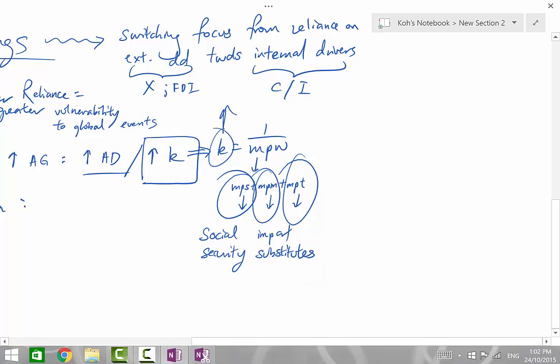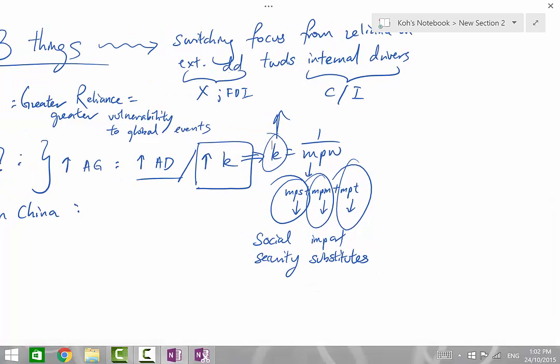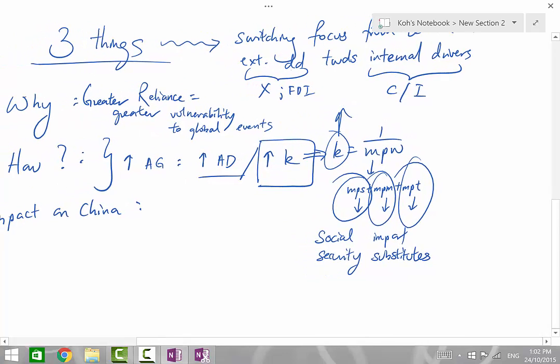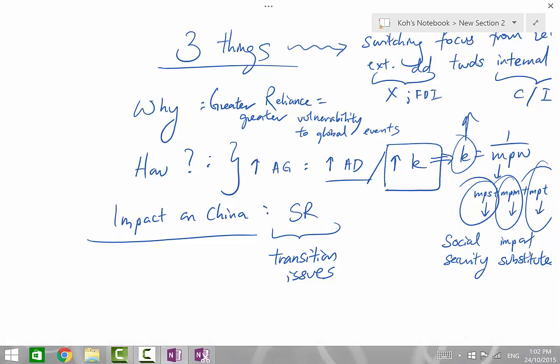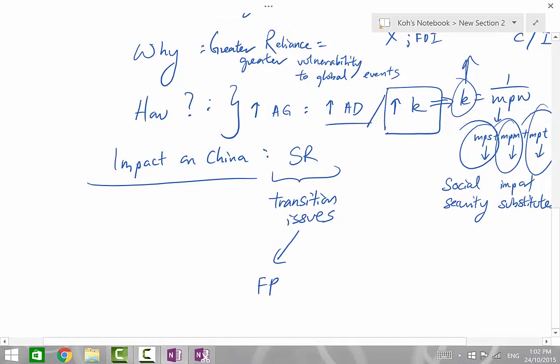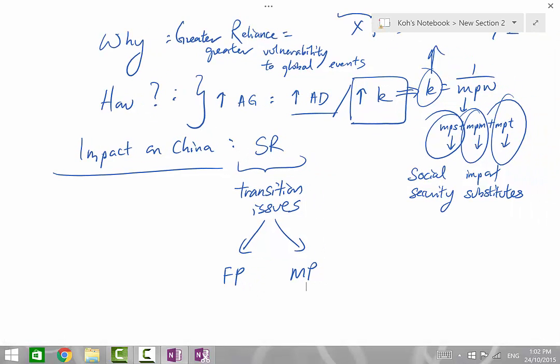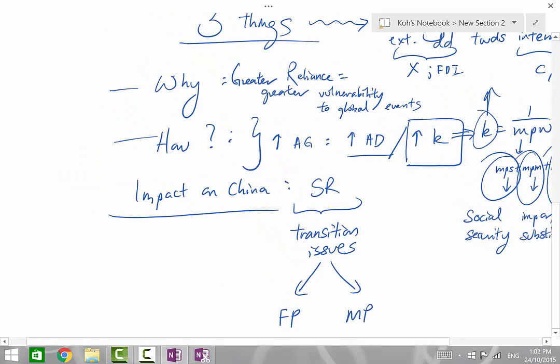So all these help to increase the size of K, to position the economy to be better driven by domestic drivers of growth. But what is the impact, you might say? I'll say in the short run, there will definitely be transition issues. So if you switch reliance towards internal drivers, if internal drivers have not matured enough, growth will slow down, that's for sure. But they have come up with expansionary fiscal policies, expansionary monetary policies, right? They just cut their interest rates by about 0.25% yesterday. So all these can help to support growth in the short run. So this is the why, how, and impact.